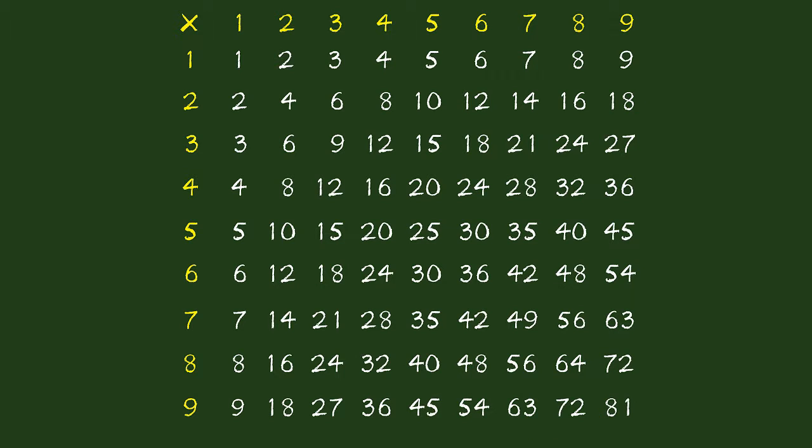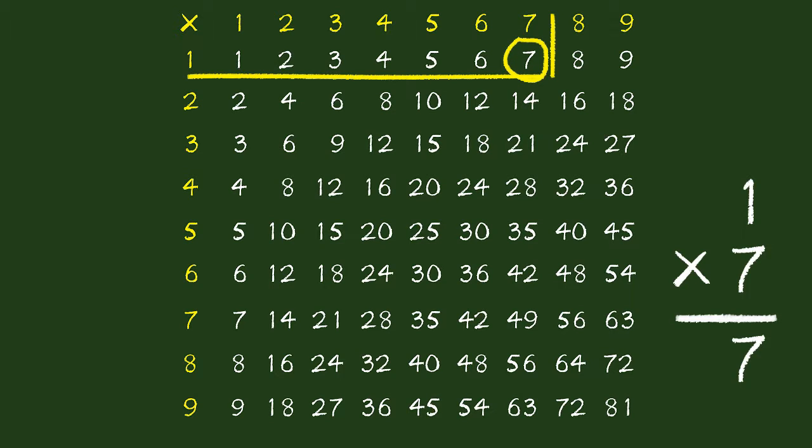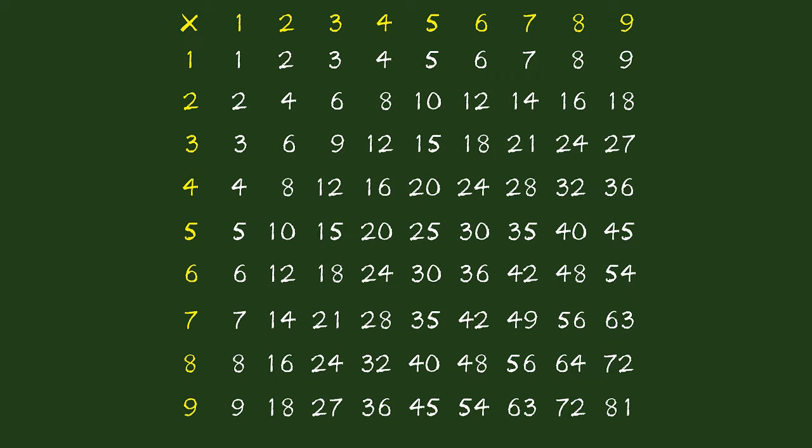Remember when you multiplied 1 by a number, the answer was always the number? So the 1's row is simple. See how 1 times 5 equals 5 and 1 times 7 equals 7? You just got 9 of the 81 problems you need to remember done, and you haven't even started.